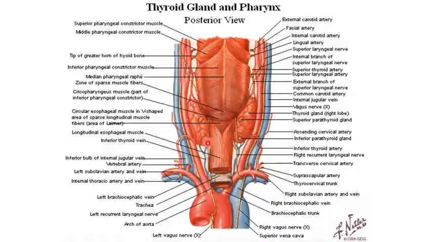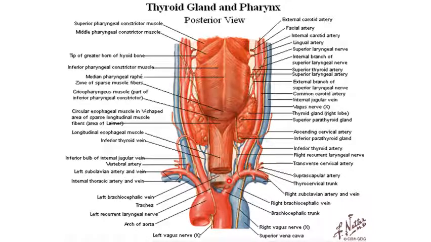Now here is the posterior view of the lobes of the thyroid gland. What we can see is the lobes. These are the parathyroids, the superior and the inferior parathyroids. Please remember the blood supply to the superior and the inferior parathyroid glands comes from the inferior thyroid artery. Okay? And at the posterior border, the posterior branch of the superior thyroid artery and the ascending branch of the inferior thyroid artery tend to anastomose with each other.